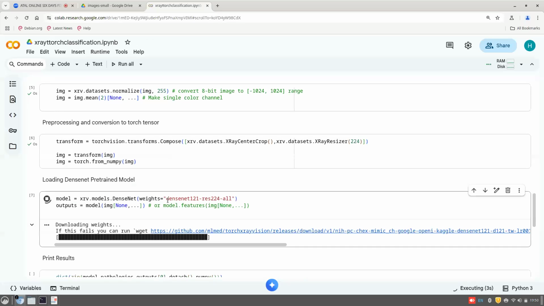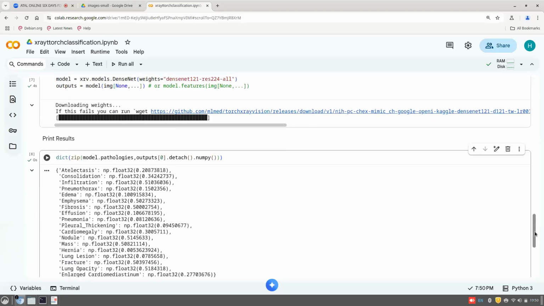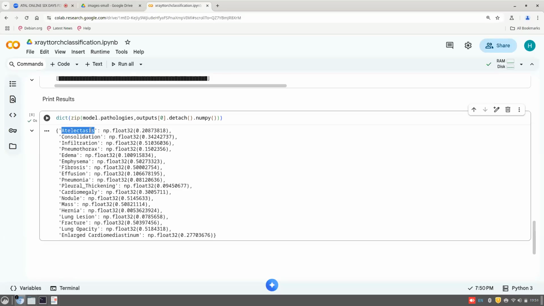Here I am loading a neural network, like AlexNet, called DenseNet 121, with 121 layers. I have loaded the architecture of the neural network as well as the weights, which gave maximum accuracy during the training process. When I apply my input image, it is telling that this is atelectasis with a 20 percent probability, consolidation with 34 percent probability, infiltration with 51 percent probability, like that.